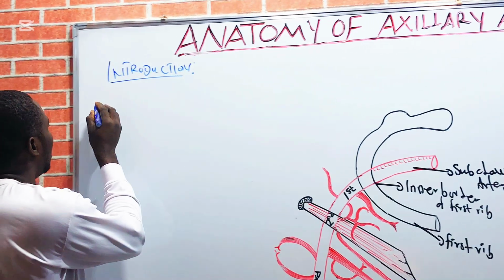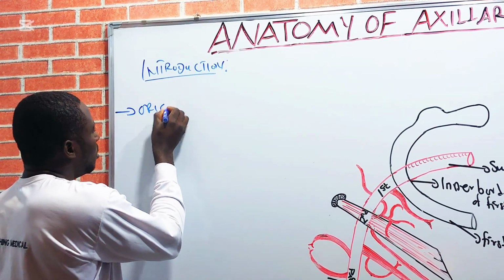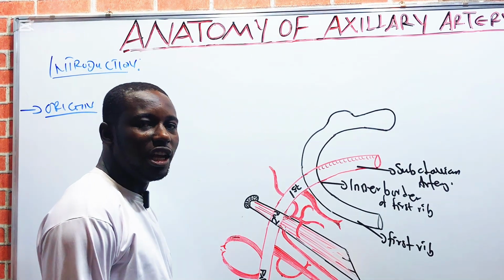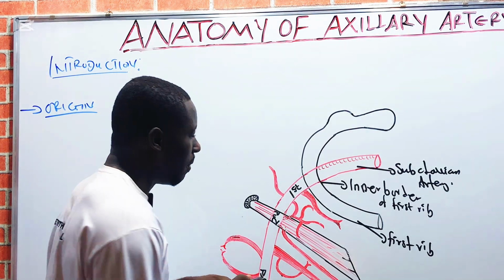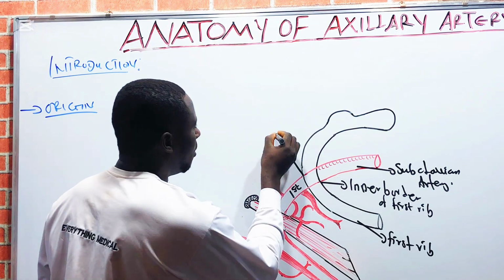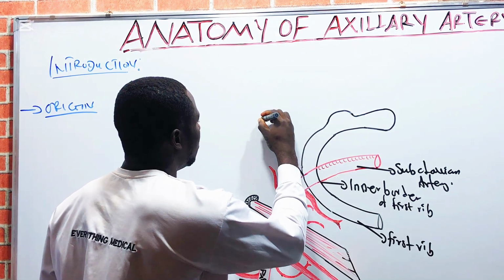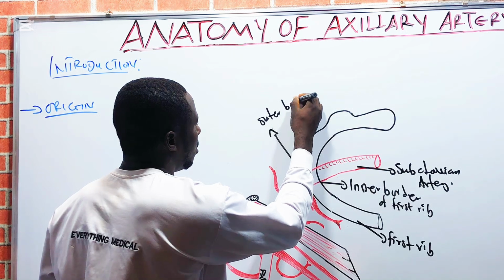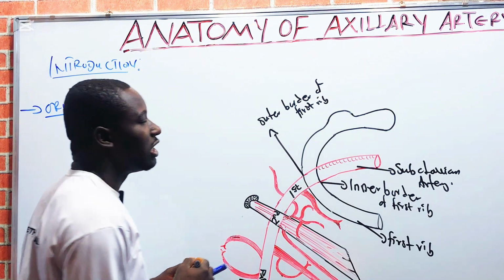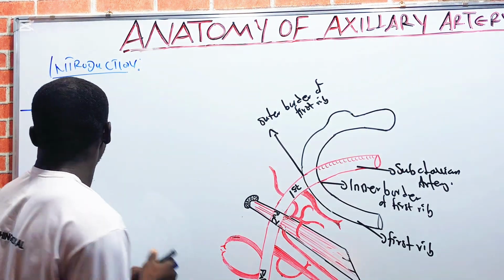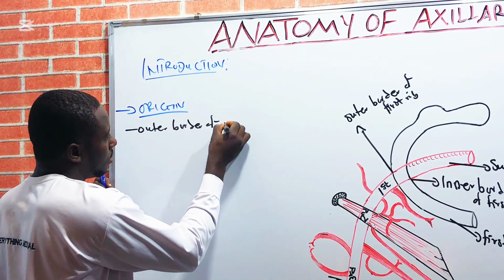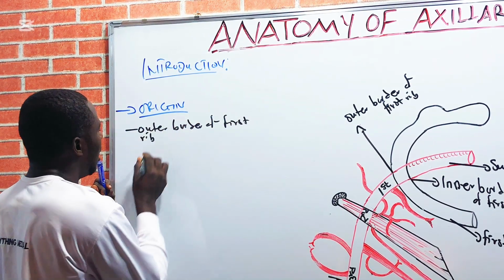The next thing we're going to be looking at is the origin. What is the origin of the axillary artery? The axillary artery originates from the outer border of the first rib.